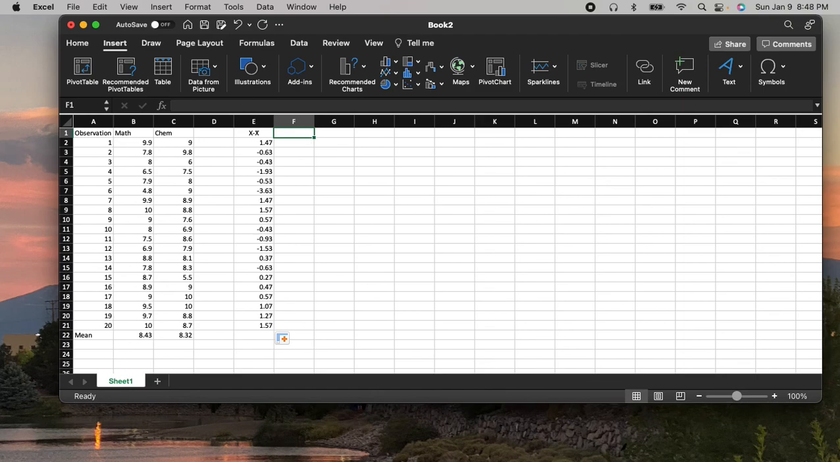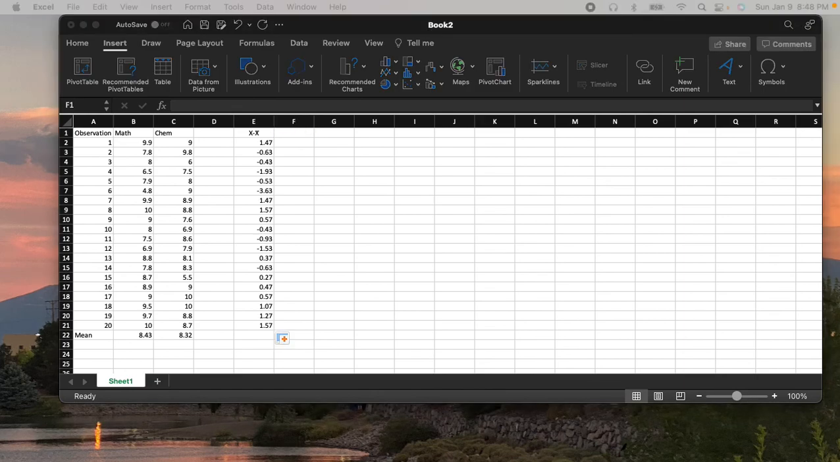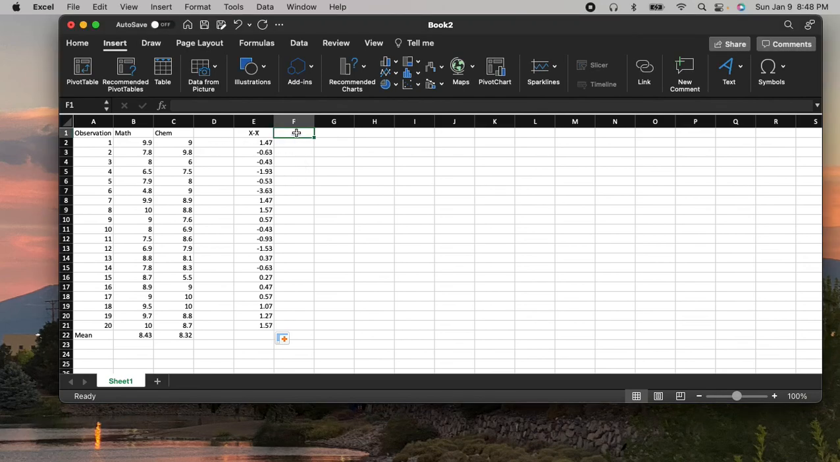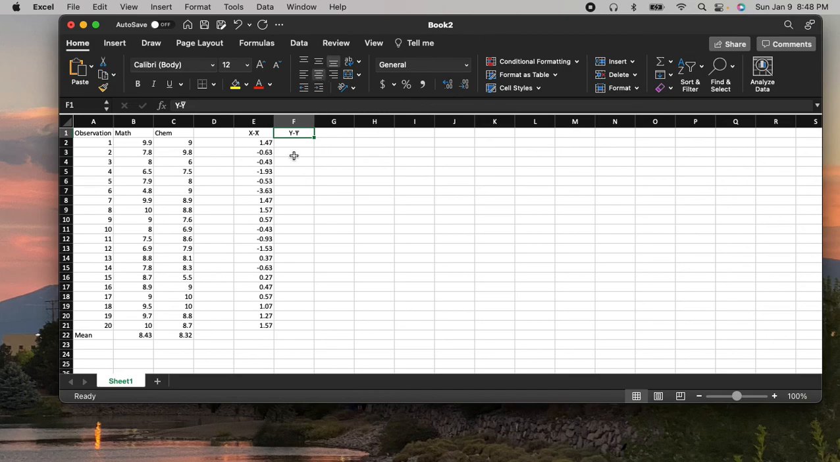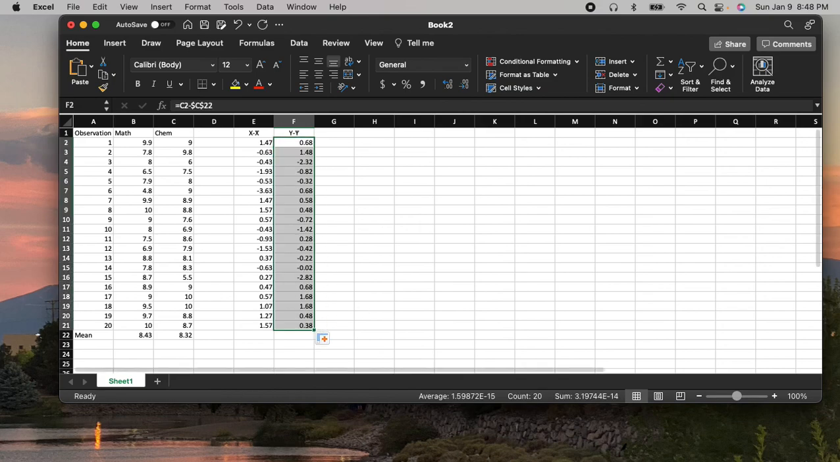Okay, now I am going to need to find my y minus y bar. So I'm going to use this here, and I'm going to type y minus y bar. And same thing, this is going to equal my first observation minus my mean, and I need to use the dollar signs right here. And I got all of my data now.